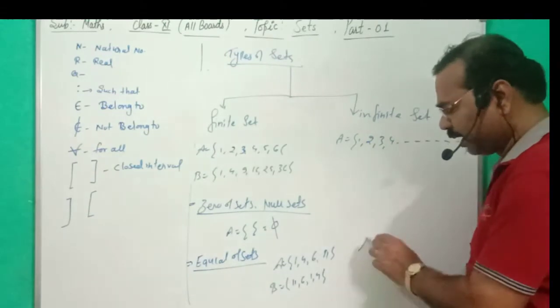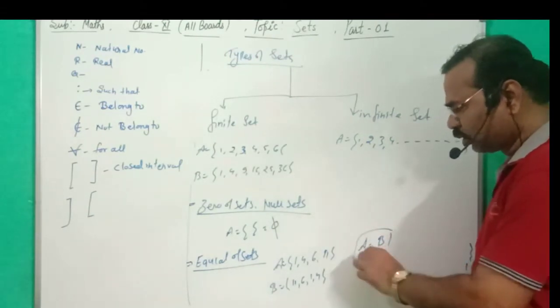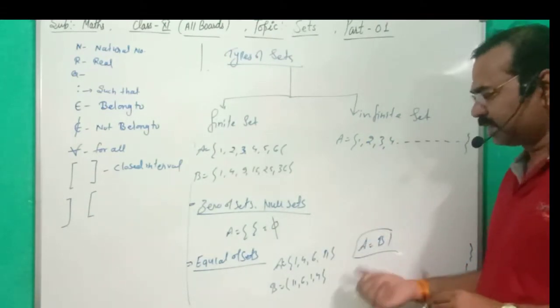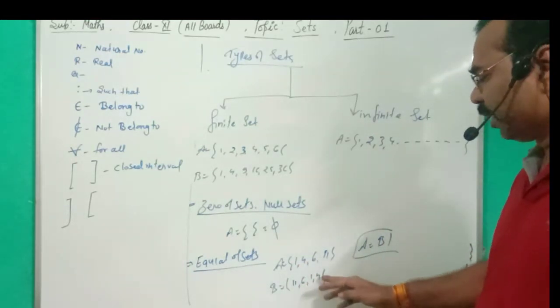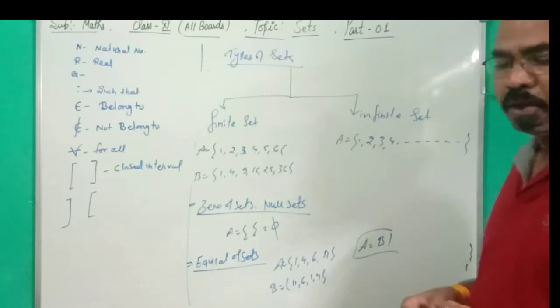So we can say here A is equal to B. That is called equality of sets. So we can say here 1, 4, 6, 11, and here 11, 6, 1, and 4. That is called equal sets.